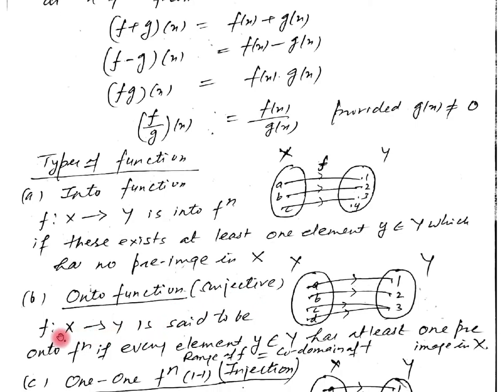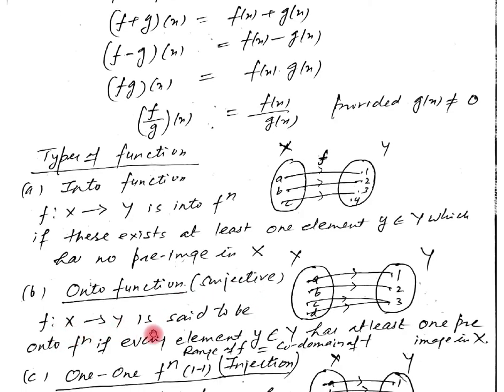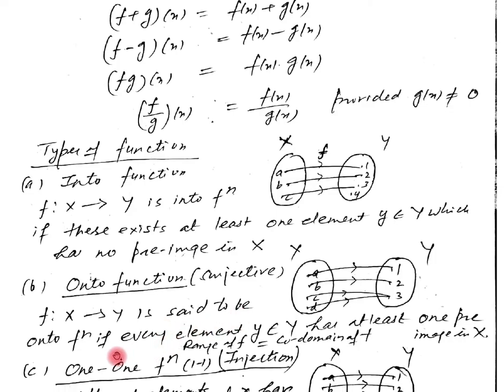Onto function: if f is a function from x to y, it is said to be onto if every element of y has at least one pre-image in x. Every element of x should be related. This is the definition of a function, because in the definition of function we say that every element of x is related with a unique element of y. There should be no spare element in x, but in a function there can be an extra element in y which does not have any pre-image in x.